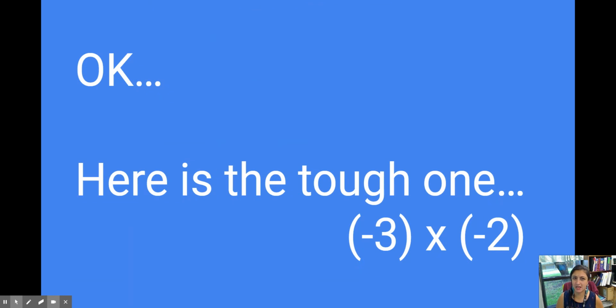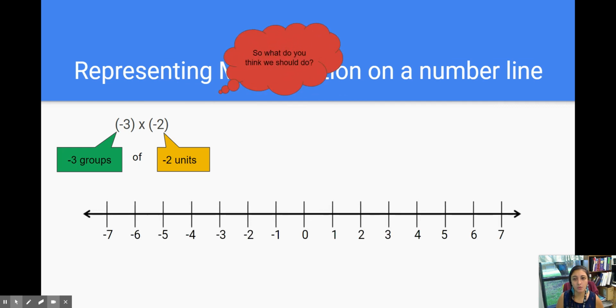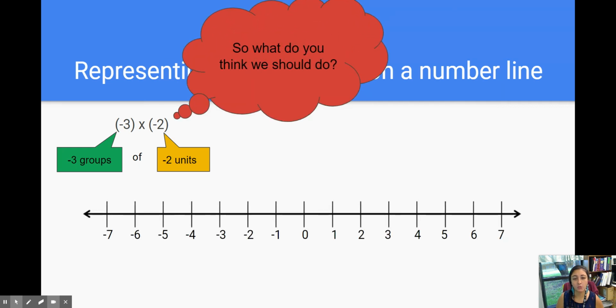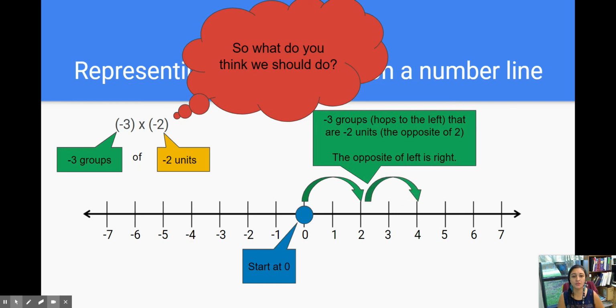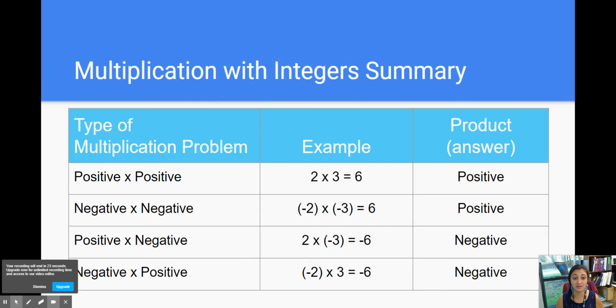So here's a tough one. Negative 3 times negative 2. This is going to be interesting. So negative 3 groups of negative 2. Always starting at 0. And what should we do when we start at 0? Well, negative 3 groups, those are hops to the left that are negative 2 units. That's the opposite of 2. So the opposite of left is right. So negative 3 groups, negative 2 units, we're going to actually do the opposite. So you wind up with negative 3 times negative 2 as 6.